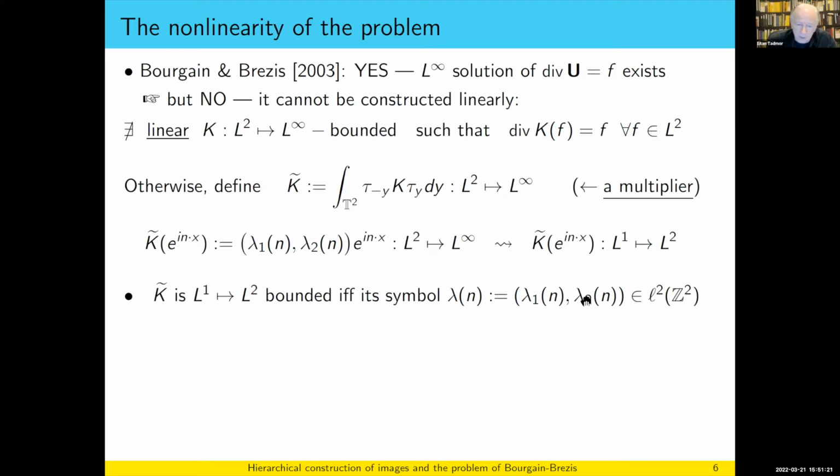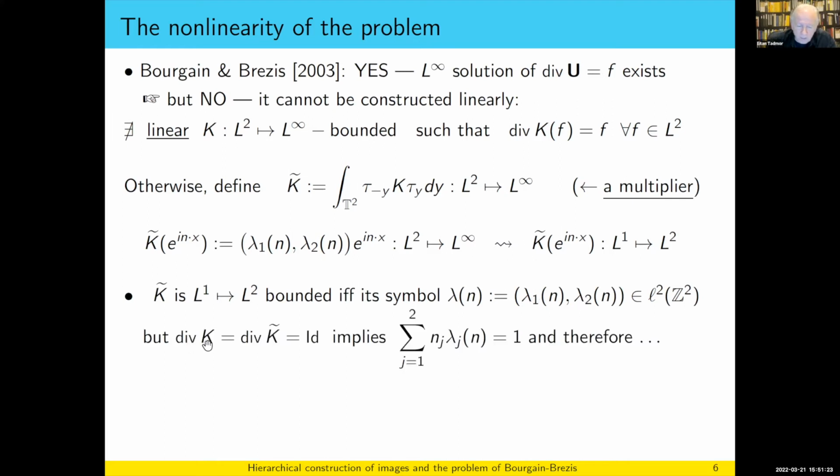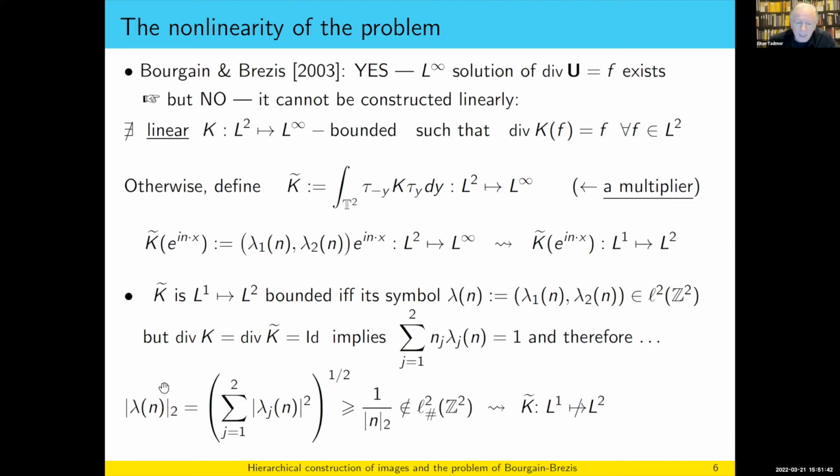But this is impossible. The reason is, if the divergence of K is the identity, this means that the sum of n_j lambda_j equals 1. This is just the dual statement of div K equals the identity. So the sum of differentiation times K, the inverse of the divergence, equals 1, and therefore by Cauchy-Schwarz, the L2 size of lambda is greater than 1 over the L2 norm of n, and the L2 norm of n is just barely, but it's not in L2. So there is no linear solution to our problem.